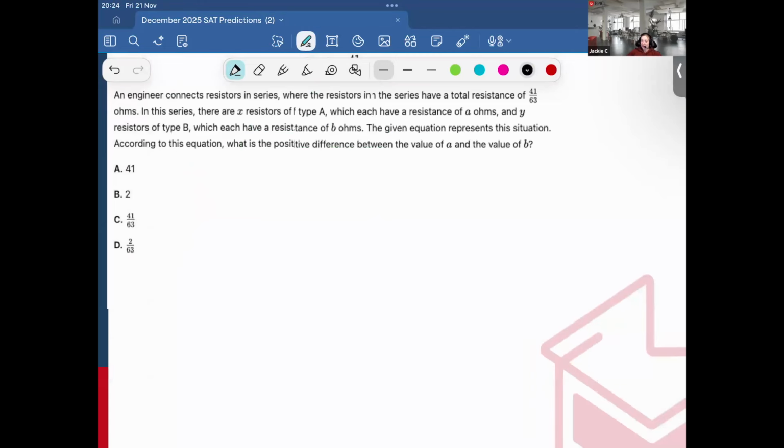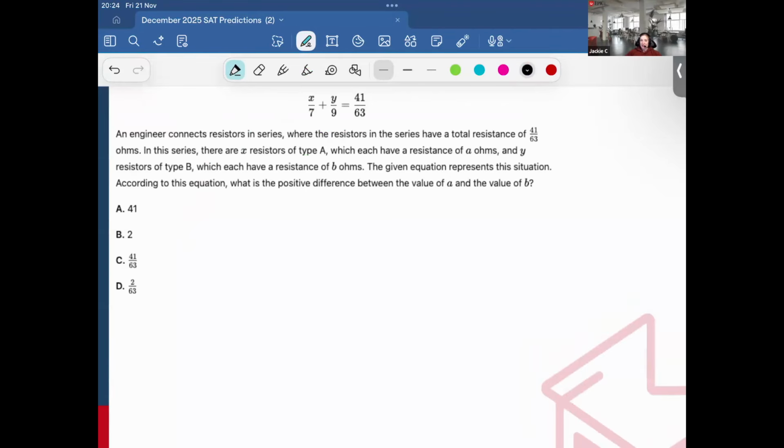Okay, continuing our journey. So this one, we have an equation, x over 7 plus y over 9 is equal to 41/63. An engineer connects resistors in series where the resistors in the series have a total resistance of 41/63 ohms. In the series, there are x resistors of type A, which each have a resistance of a ohms, and y resistors of type B, which each have a resistance of b ohms. The given equation represents a situation. According to this equation, what is the positive difference between the value of a and the value of b?